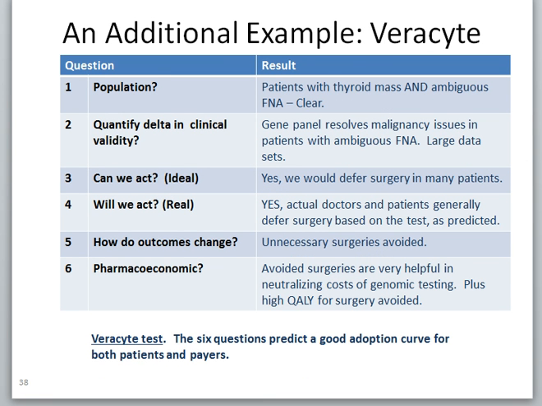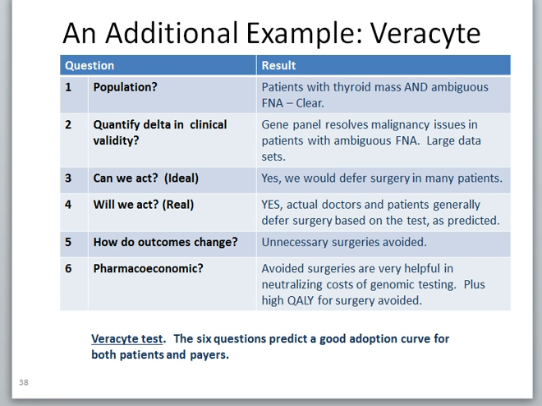A final example is a company in California called Veracyte making a test called Afirma, A-F-I-R-M-A. And going through the questions will tell you what the test is. The population is patients with a thyroid mass, and they've had an FNA to diagnose it, fine needle aspiration, and the result was ambiguous. This happens maybe 15% of the time. What's the delta in clinical validity? The gene panel test resolves malignancy issues in a lot of these patients, and there are large data sets.